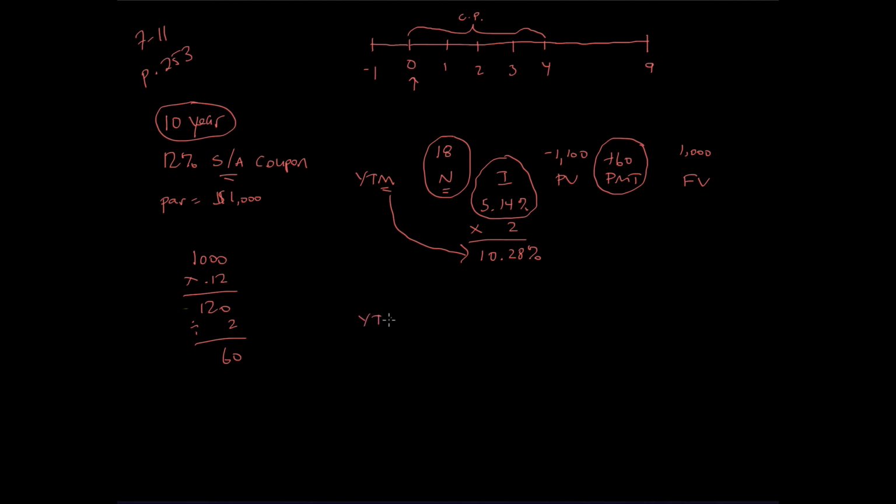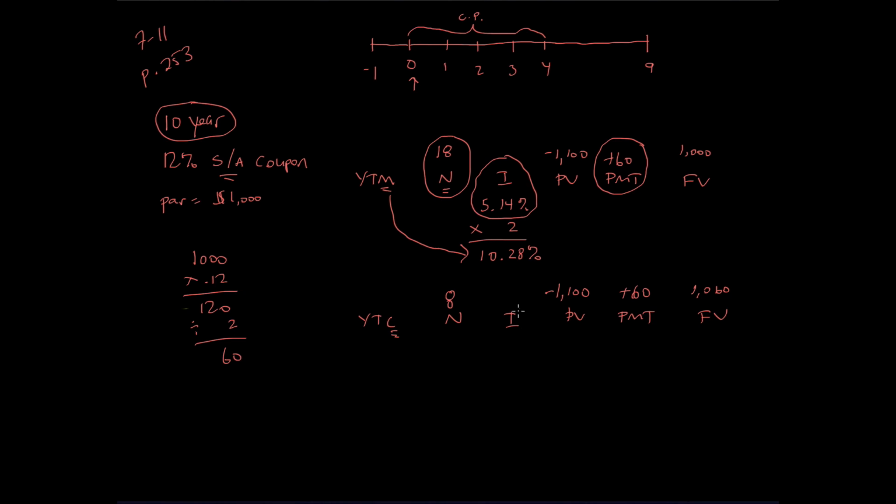The second part asks, what is the yield to call? N, I, PV, PMT, FV. We have 4 years of call protection. 4 years on a semi-annual coupon means that there are 8 coupon payments remaining. I is what we're looking for. The present value is still $1,100. The payment is still $60. The future value is different. Remember, when you're calculating yield to call versus yield to maturity, there's going to be a call premium, and the call price given in this problem is $1,060. So those are your calculator inputs.